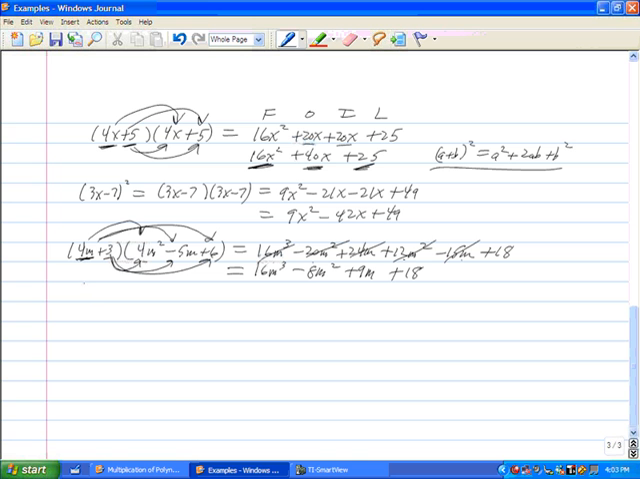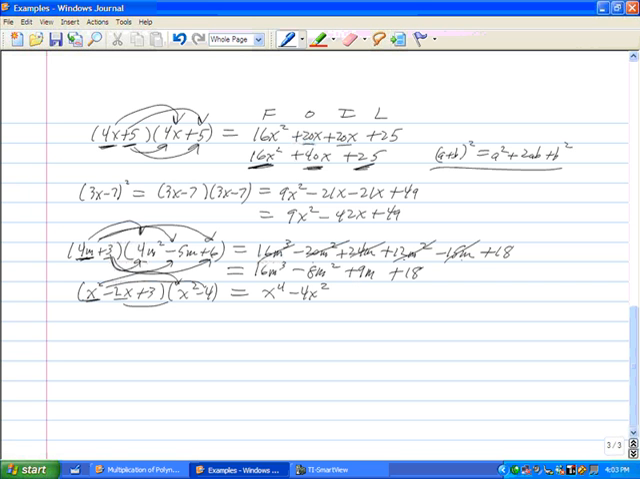So let's try another one. Let's look at x squared minus 2x plus 3 multiplied by an x squared minus 4. Again, how many times am I going to have to multiply? Well, 3 times 2, that's 6 times. Let's start with this. X squared times x squared is x to the 4th. X squared times minus 4 is a minus 4x squared. So I'm done with that.